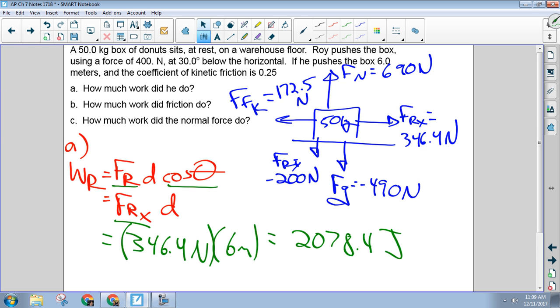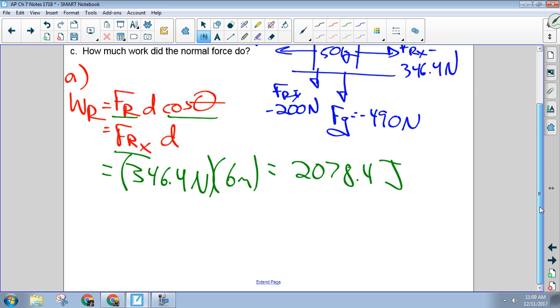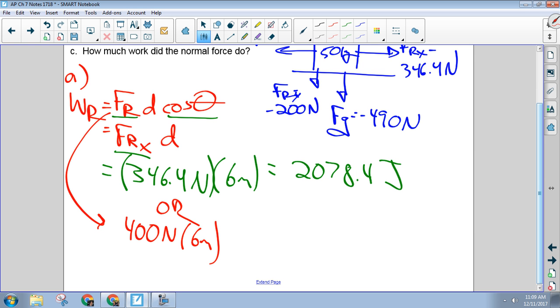So here's the other way we could have done this. If I'd wanted to, I could have just done this original equation. So the force of Roy would have been 400, right? Times my displacement, which is 6 meters, times the angle between the force and displacement, right? So Roy's force is like this, the displacement's like this, the angle between them is 30 degrees. You could have. The only reason I didn't was I needed to do the free body diagram. Hold tight for a few seconds to get the normal force to get friction.